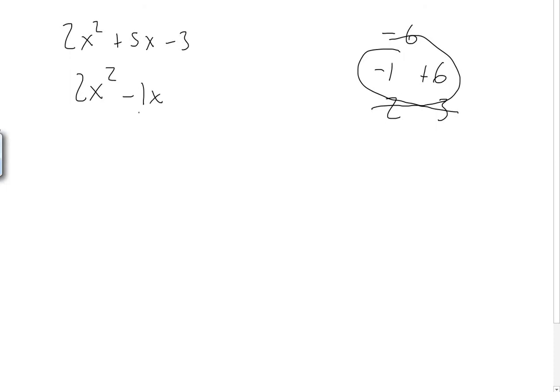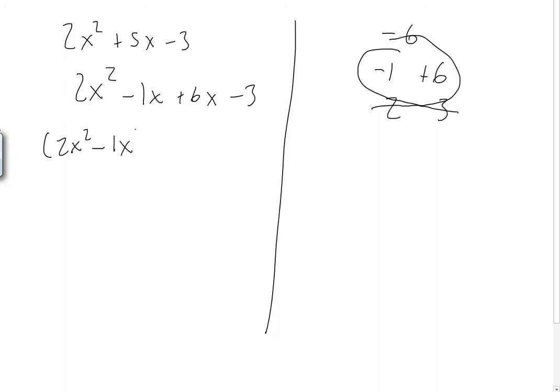When you separate it, you write it as 2x squared minus x plus 6x minus 3. I should mention that the order doesn't matter. So I'll do it again over here. I'll draw a line to remind myself to do it again, swapping the 6x and the 1x. It doesn't matter which you put first and which you put second. In this case, I group the first two, 2x squared minus 1x, and then I group the 6x and the minus 3 together.